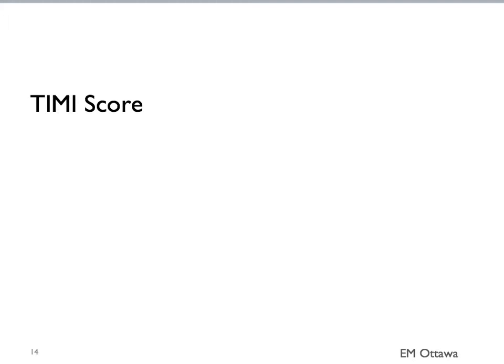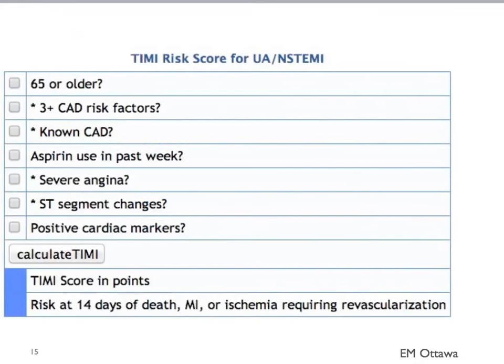These are used in patients with a non-diagnostic ECG or a normal initial set of cardiac enzymes. This score looks at multiple risk factors to increase the risk of death, MI, or ischemia needing revascularization in the next 14 days. Each of these will give the patient a point. First one is age 65 or older. Second one includes more than 3 known coronary artery disease risk factors such as smoking, diabetes, hypercholesterolemia, hypertension, and family history of coronary artery disease.